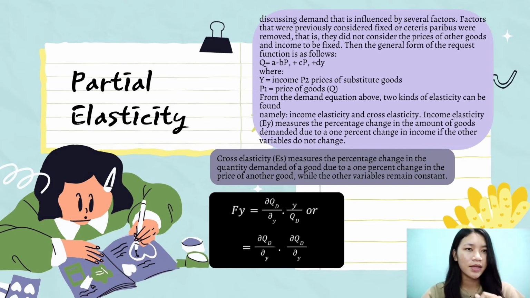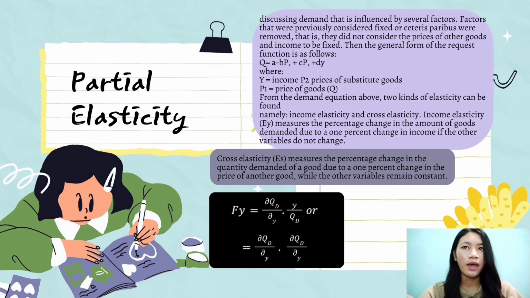Okay, what is partial elasticity? Partial elasticity of demand means discussing demand that is influenced by several factors. Factors that were previously considered fixed, ceteris paribus, are removed. That is, the price of the good and income are no longer considered fixed. Then the general form of the demand function is as follows.